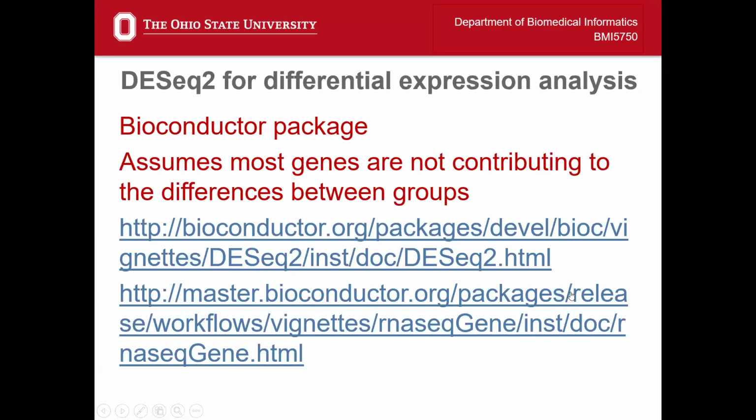For differential expression analysis, we're going to use DESeq2. It comes from Bioconductor. It assumes that most genes are not contributing to the difference between groups. It looks at the variance in your data and shrinks it, because genes that are changing should be changing a lot, and for genes that are not changing, it's going to try to minimize the influence of those genes. If you want to read the vignette or install the package, here are links for those.